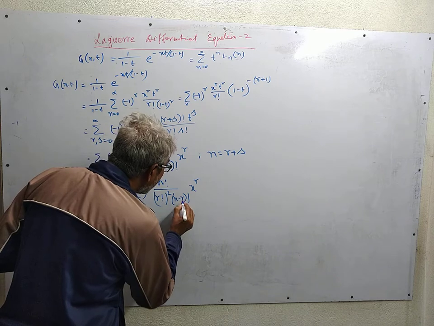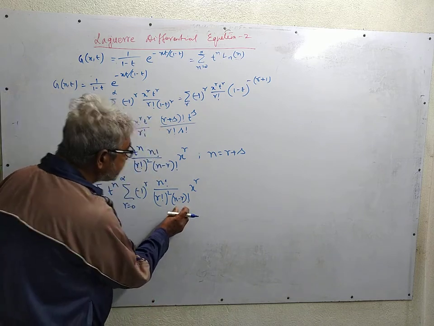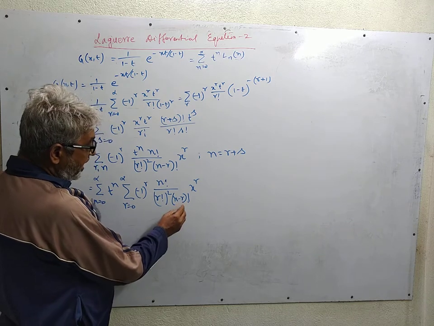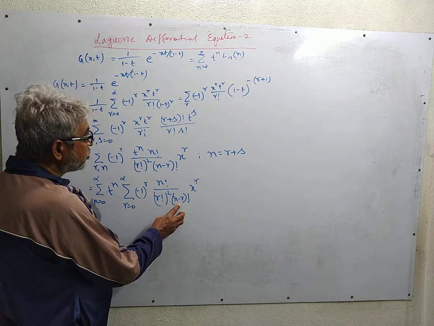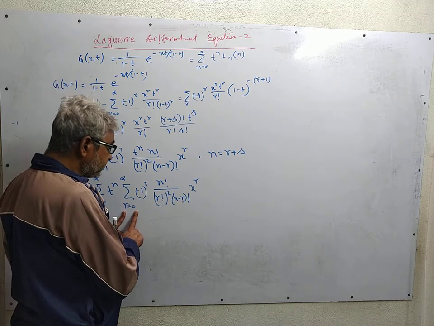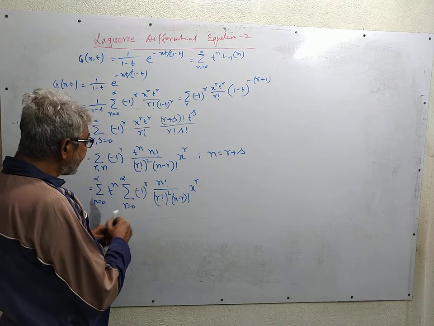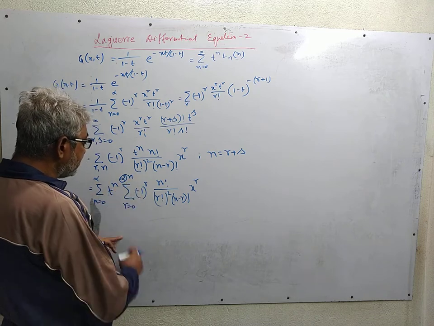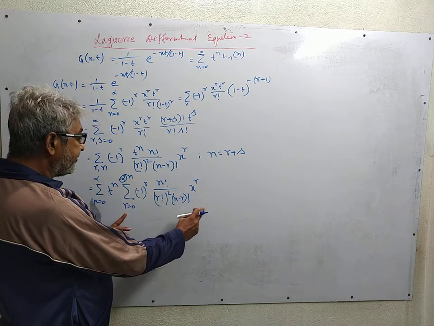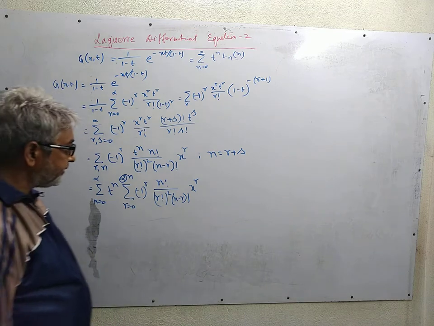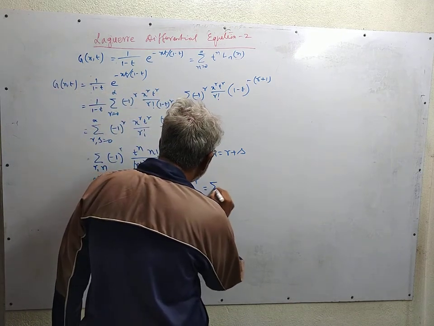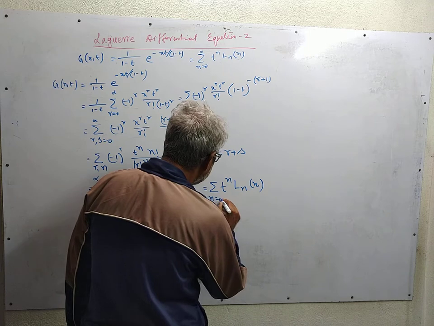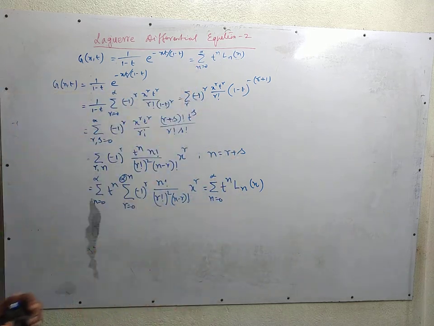Now you see that when n is equal to r, this term is 0. If r is greater than n, this is negative, and negative factorial is not defined. So there is a restriction on the allowed values of r. r actually ranges from 0 to n. And as r ranges from 0 to n, this part can readily be identified with the Laguerre polynomial of order n, and this expression becomes the sum of t to the power n, L_n of x, n equal to 0 to infinity, which is the right hand side.